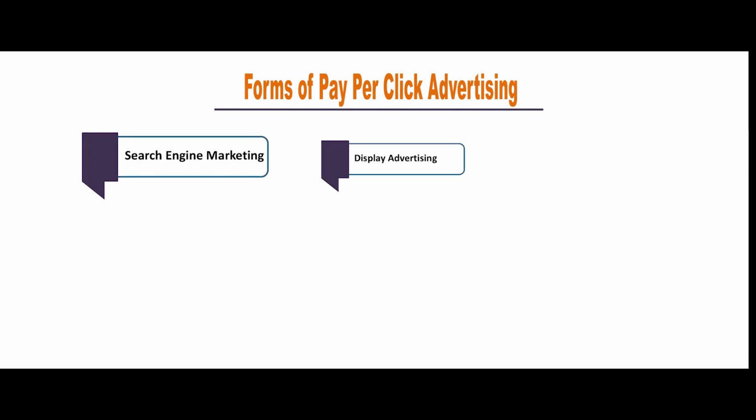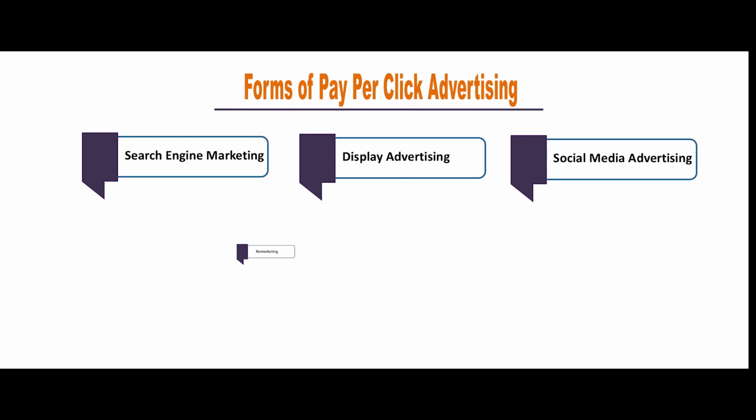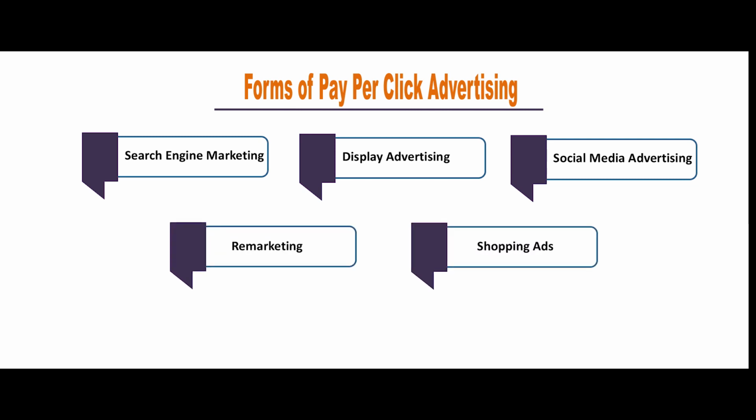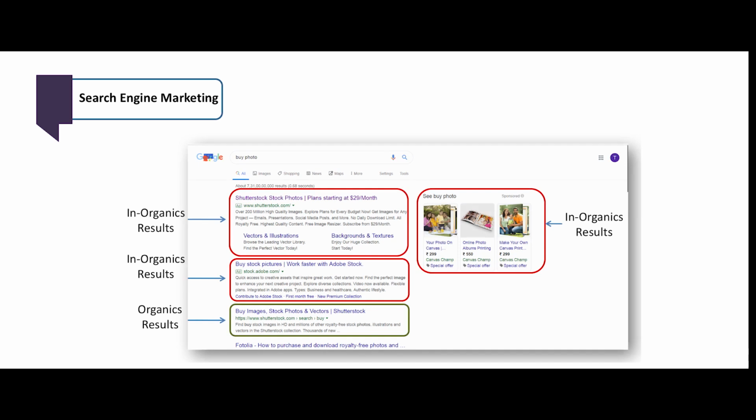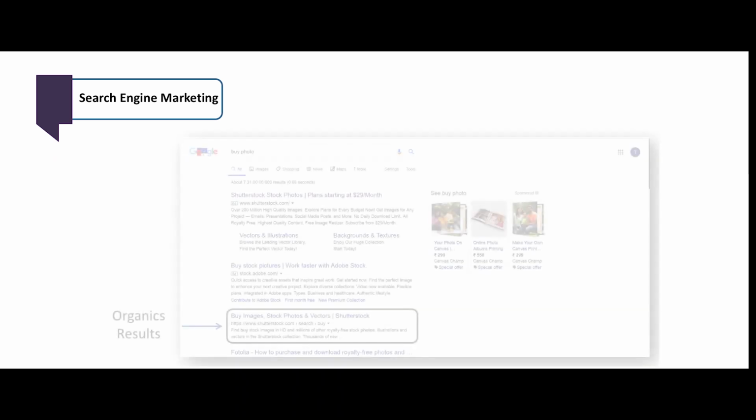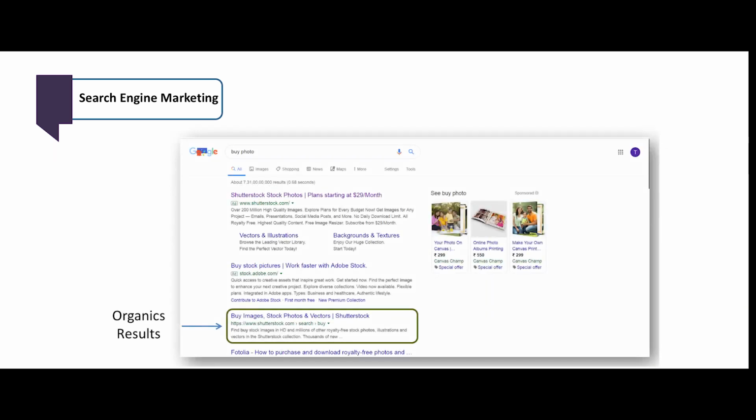These are search engine marketing, display advertising, social media advertising, remarketing, and shopping ads. Let us explain them one by one. First, we have search engine marketing. We already know any SERP has two types of results, that is, organic results and inorganic results. To secure a high ranking in the organic results, you have to optimize your website to make it search engine friendly. In digital marketing terminology, it's called search engine optimization.